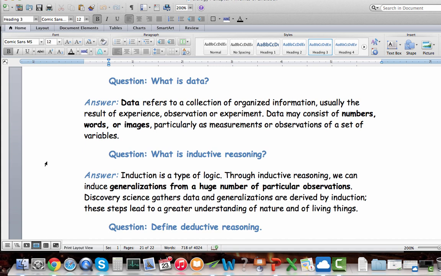Question: what is data? Answer: data refers to a collection of organized information, usually the result of experience, observation, or experiment. Data may consist of numbers, words, or images, particularly as measurements or observations of a set of variables.